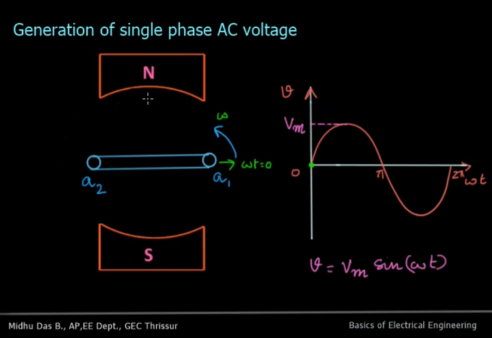It will reach a maximum value when the conductor A1 comes under the north pole and A2 is under the influence of the south pole. As it rotates and A1 reaches here and A2 is here, after half rotation it reaches back a 0 value. Then after 270 degrees of rotation, the EMF induced is negative maximum, and it comes back to 0 after 360 degrees of rotation of this coil.